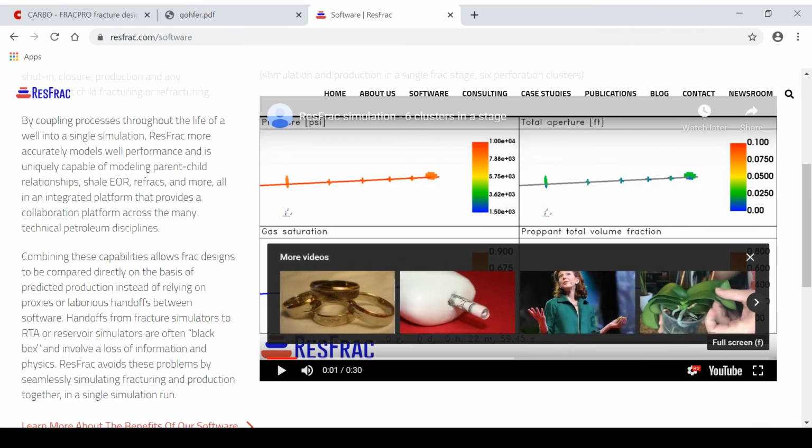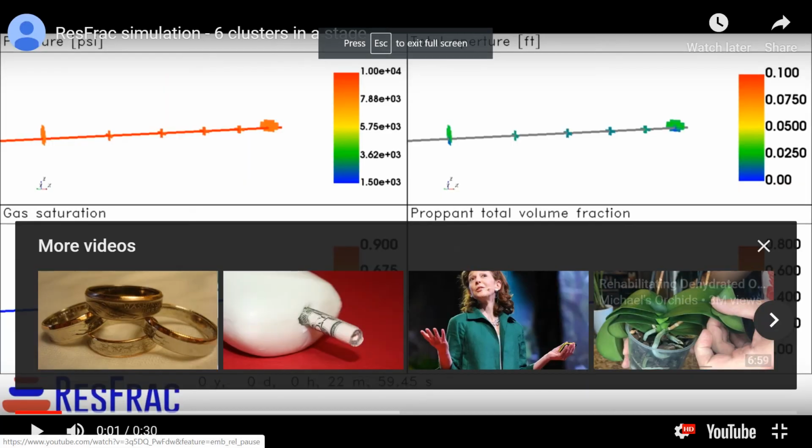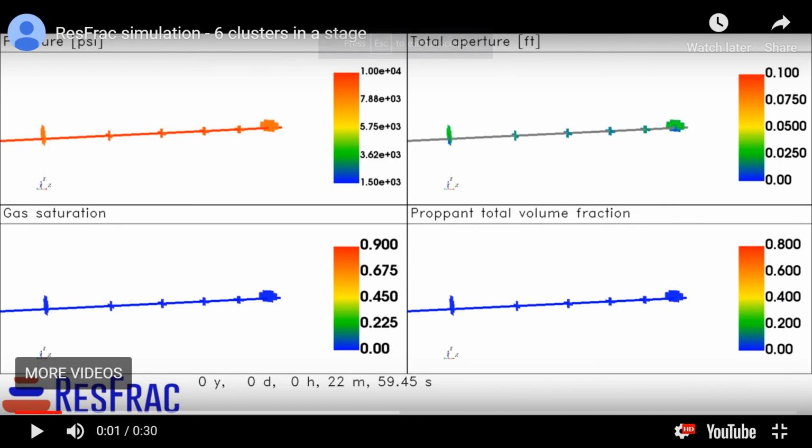Okay. We didn't get into this so far, but we'll talk about this later on. This is a hydraulic fracture completion of a horizontal wellbore with multiple clusters. So the fractures might grow simultaneously.